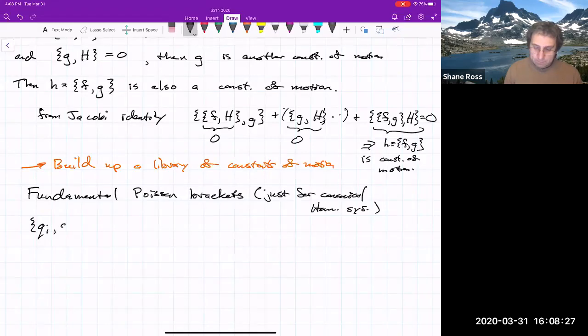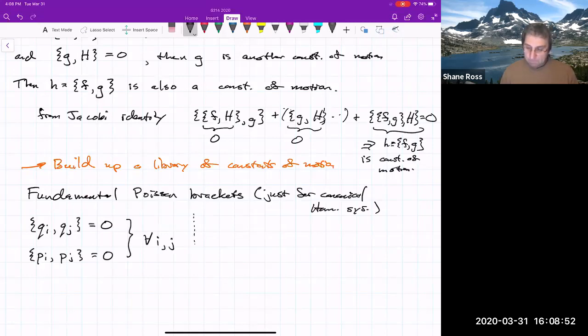So qi with qj, the Poisson bracket equals 0. Doesn't matter what i or j are. Same for the momenta: pi with pj equals 0. And so this is for all i and j. But if you start taking the Poisson bracket of the q's and the p's, so let's say qi with pj, most of these are 0, but some aren't.